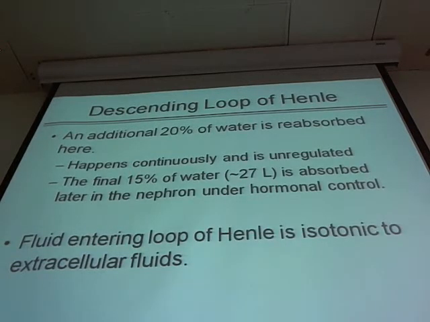Descending loop of Henle. 20% of the water is reabsorbed. It happens continuously, is unregulated. Final 15% is absorbed later in the nephron under hormonal control. Fluid entering the loop of Henle is isotonic to the extracellular fluid. At the top, it's isotonic. At the bottom, it becomes more concentrated because of the sodium that's been pumped out.